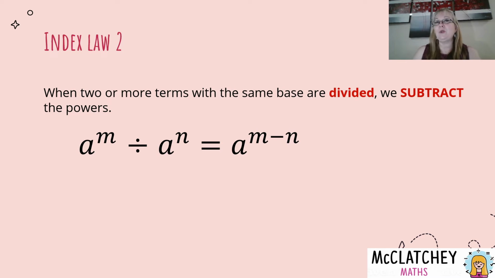Well, today we're talking about index law 2, and in this case, when we've got two or more terms with the same base, that base being the letter A, and when these are divided, instead of adding those powers, we subtract them. So that's something important to remember. So plus and times go together with index law 1, and divide and take away go together with index law 2.